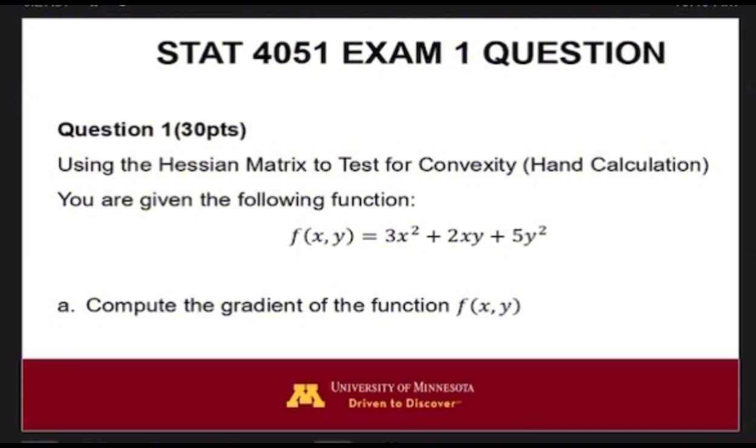Now, let's take a look at this. Using the Hessian matrix, you can see that here I emphasize the Hessian matrix, right? Because there are several ways you can test for convexity. I said, using the Hessian matrix to test the convexity, and I want hand calculation. You are given the following function, a bivariate function. Compute the gradient of the function.